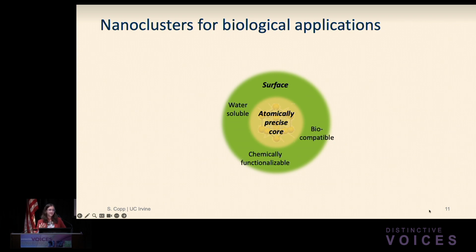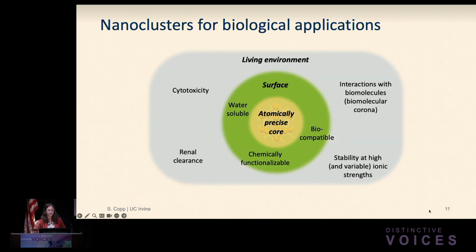So that by itself is inconvenient, but there's a whole other level of difficulty here. And that's that we are now going to put this in the living environment. So we also have to now care about whether that is going to be cytotoxic. We may need it to clear the body in a certain amount of time, for example, through the kidneys. And we also need it to be stable at ionic conditions that match blood, which is very different than the ionic conditions that most synthetic chemists are working with. It's really inconvenient. And then finally, we have to care about how these will interact with biomolecules in the body.